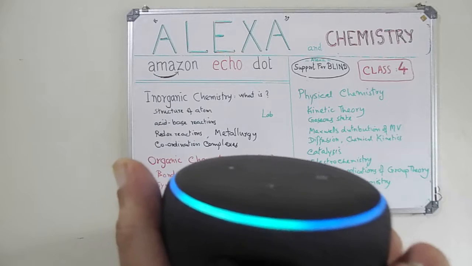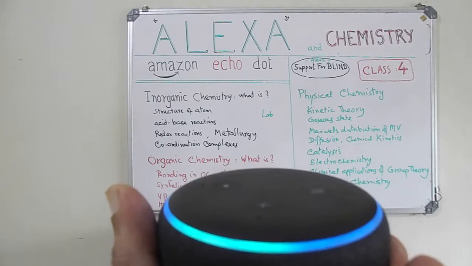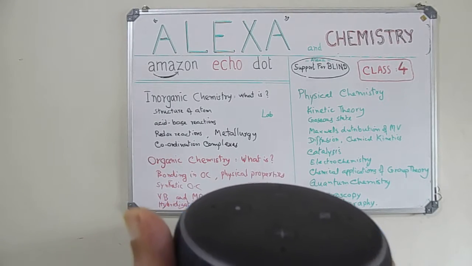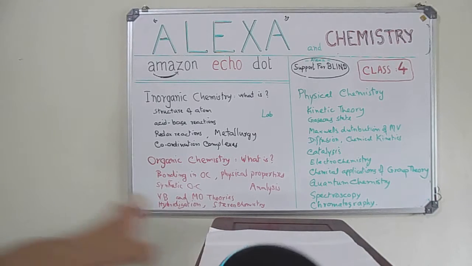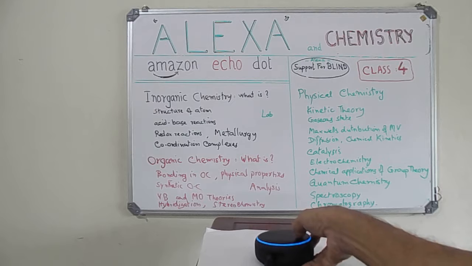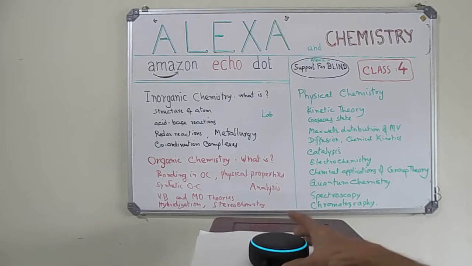Alexa, explain redox reactions. Redox is a type of chemical reaction in which the oxidation states of atoms are changed. Redox reactions are characterized by the transfer of electrons between chemical species, most often with one species undergoing oxidation while another species undergoes reduction.